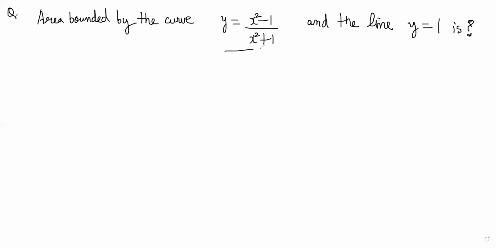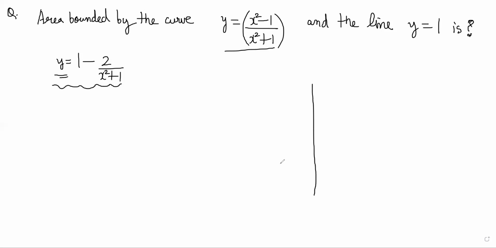You need to understand the graph of this roughly to be able to figure this out. You can write this as x square plus 1 minus 2, right? It will be 1 minus 2 by x square plus 1. That means that the graph of this is always below 1.